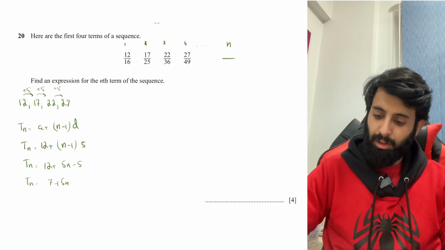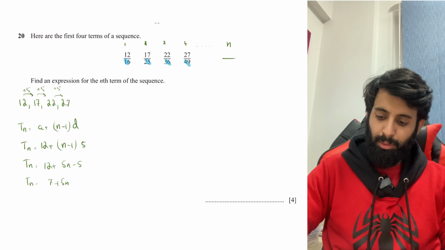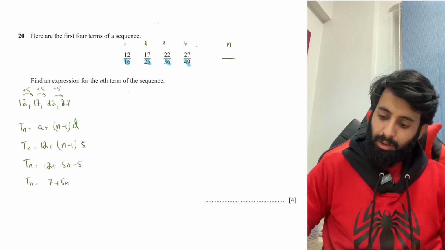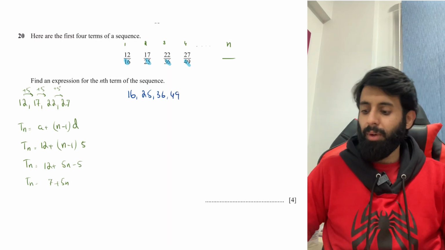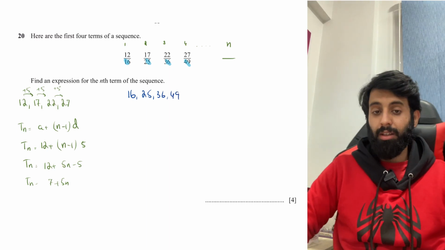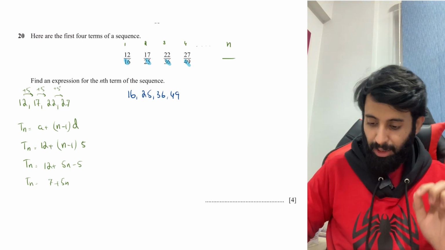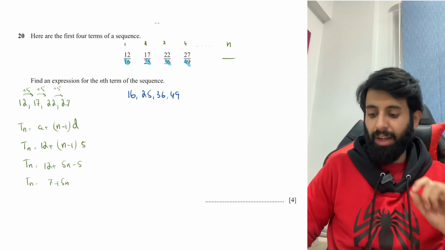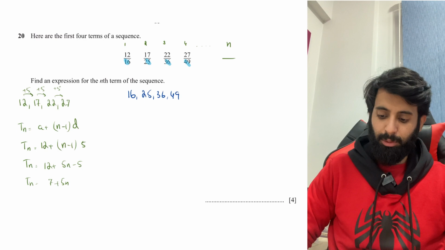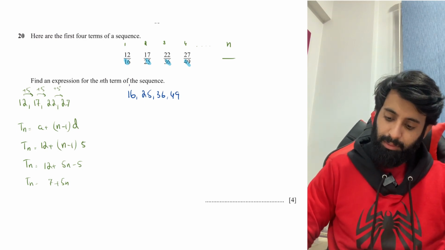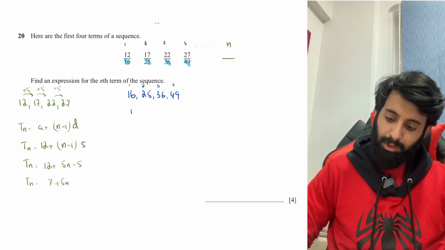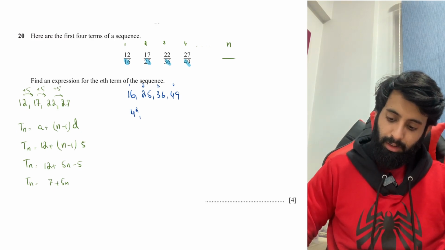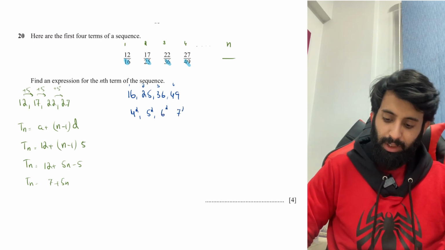But now let's talk about the denominator, which I'm highlighting in blue, just so that I can distinguish. So we're looking at 16, 25, 36, 49. While you may not be instantly able to figure out the nth term, one thing you should instantly figure out is that all these terms are perfect squares. The first term is the square of 4, the second term is the square of 5, the third term is the square of 6, and the fourth term is the square of 7.